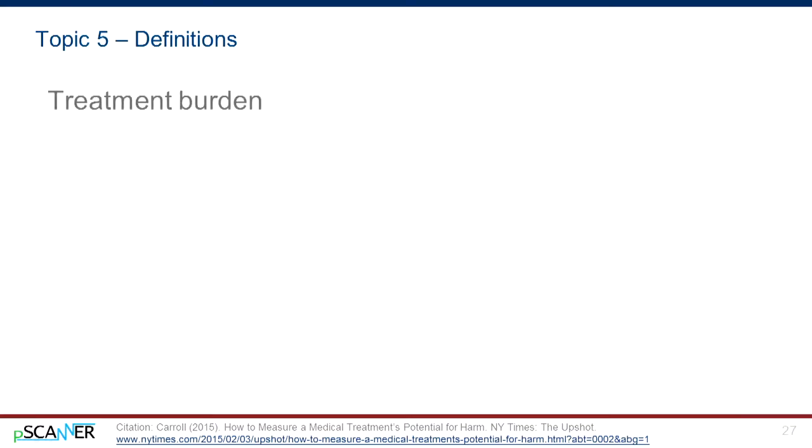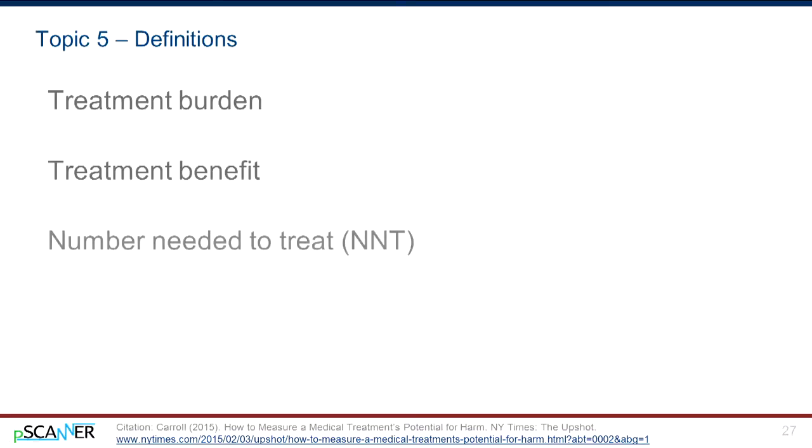Treatment burden. This is the effort and activities that patients perform to undergo treatment and respond to the recommendations of their healthcare provider. The burden also includes the impact that these activities have on the patient's functioning and well-being. Treatment benefit. This is the resulting benefit to health. Number needed to treat, or NNT. The number needed to treat is the number of people who'd need to receive medical therapy in order for one person to benefit.